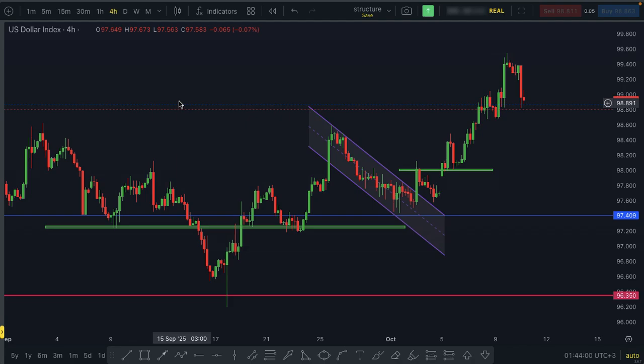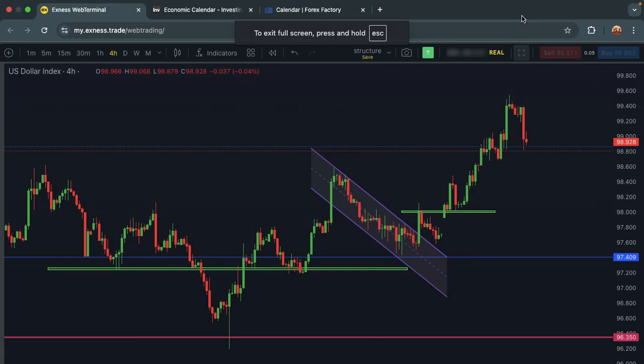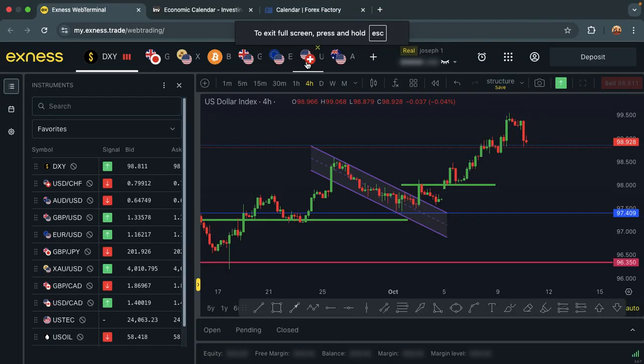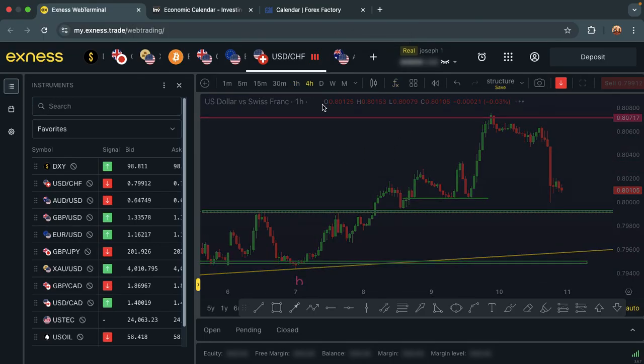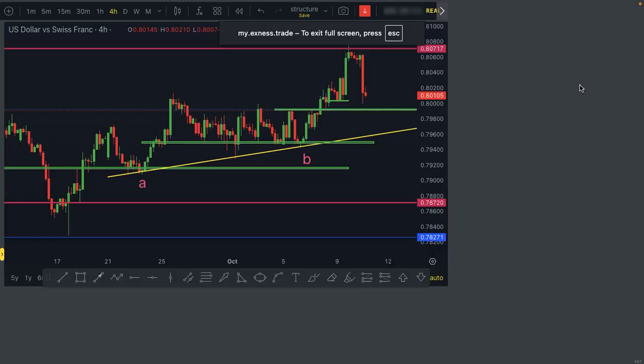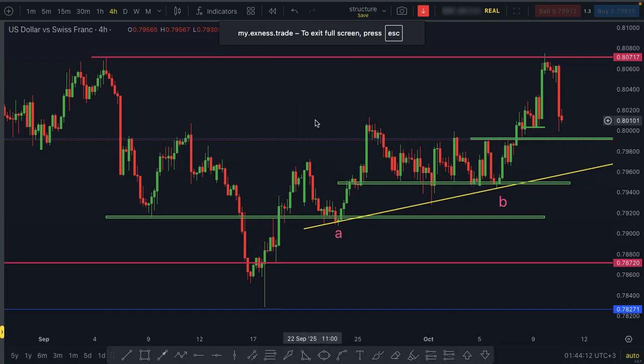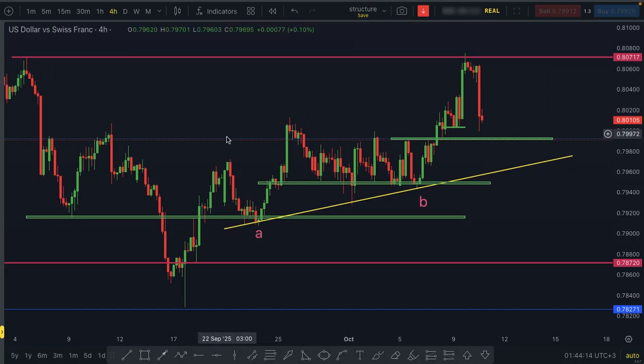So what interpretation does come for us as traders? You simply go to dollar crosses. Currently you can simply see that I'm on the US dollar Swiss franc, it being directly correlated with the DXY. You can simply see that they have the same behavior.